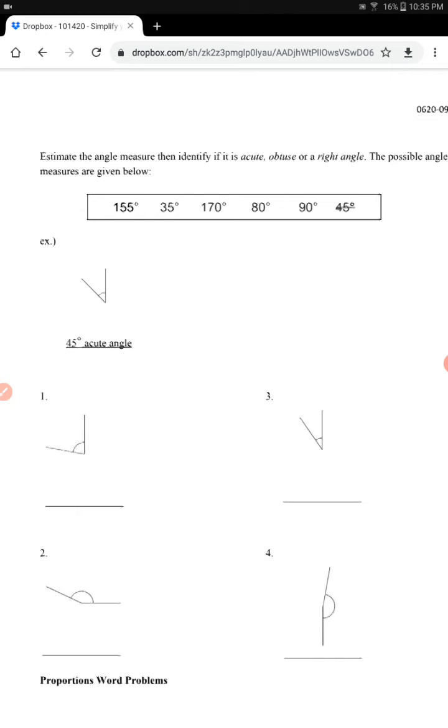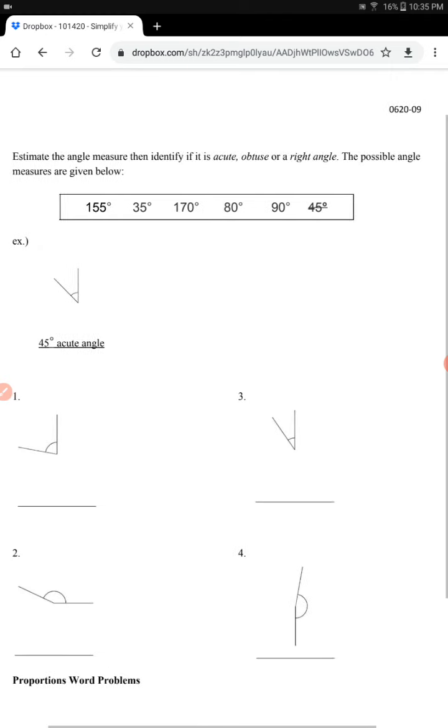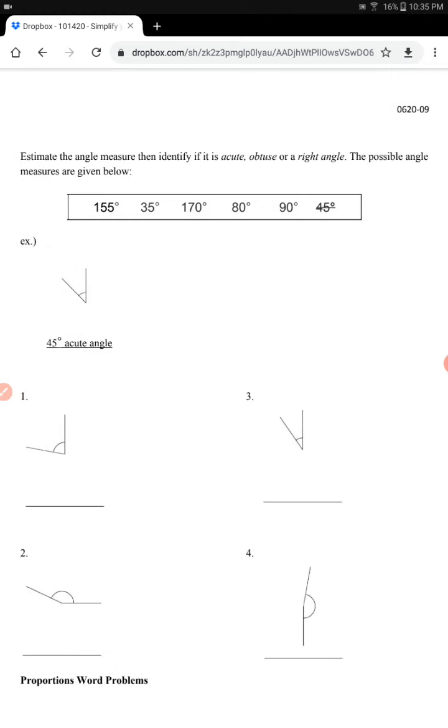Estimate the angle measure, then identify if it is acute, obtuse, or a right angle. The possible angle measures are given below. Alright, so we already have an example up here.